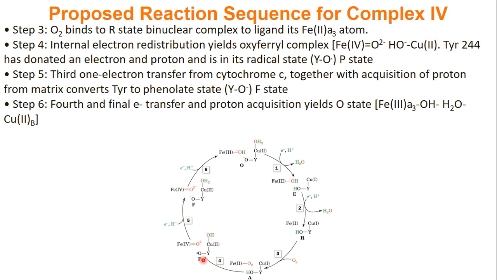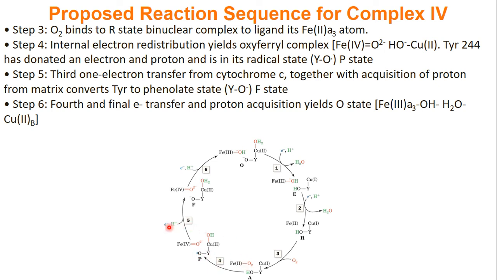We're going to have an electron from our tyrosine that's going to be donated as well. And we're left with iron 4, double bonded to only one oxygen, which has an overall -2 charge. Our copper is now OH minus, and our tyrosine is our radical form. So that's what happened in step 4, all internal.